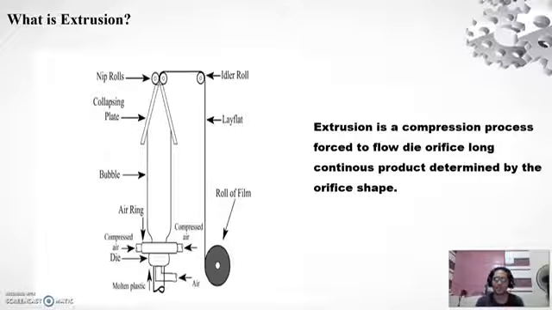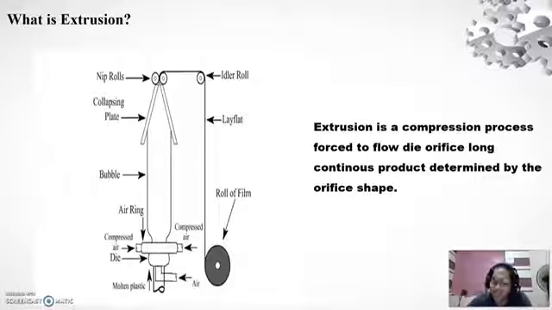Today I'm going to be presenting what is extrusion and what is an extruder. For this plastic bag process, we picked the extrusion process because we think it's the most suitable process to shape our product. Extrusion is a compression process where material is forced to flow through a die orifice, making a long continuous product determined by the orifice shape.